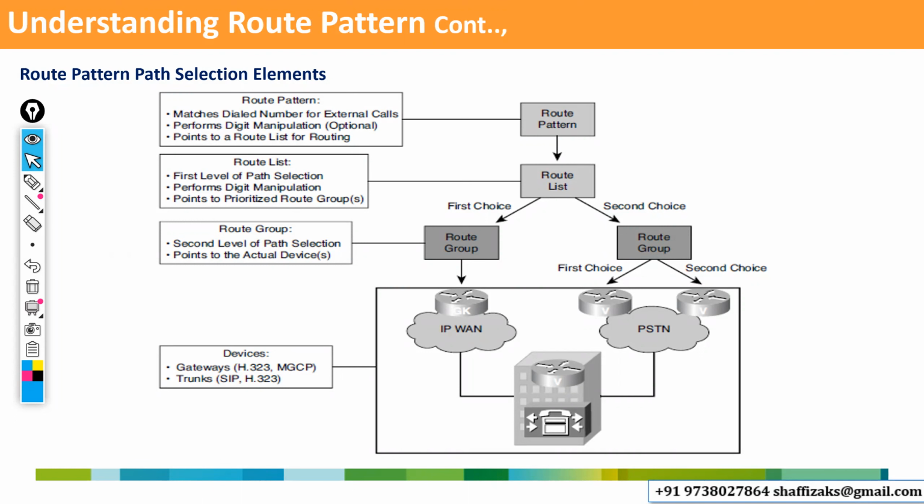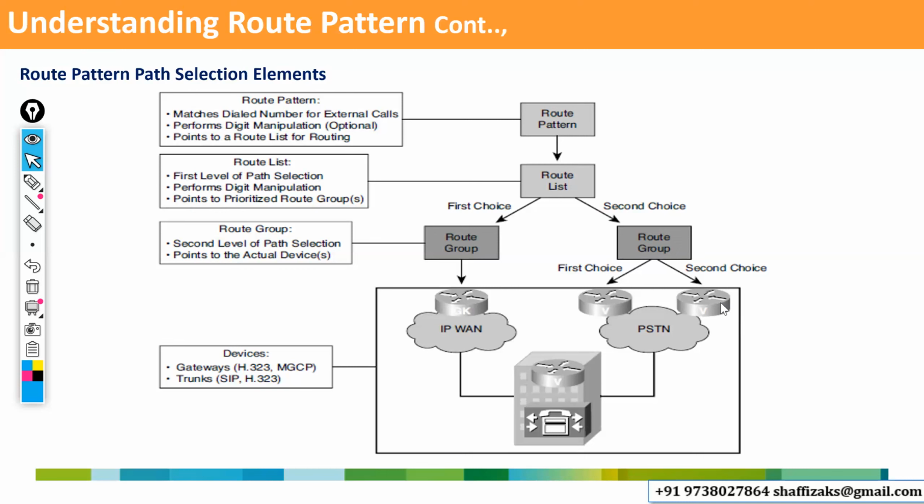In route pattern, we have a hierarchy. The hierarchy is: route pattern, route list, route group, and gateway. Whenever we dial, first the route pattern comes, then the route list, then the route group, then the gateway. But configuration goes from the bottom. You cannot directly create a route pattern. First you have to configure the gateway, then the route group, then the route list, then the route pattern.